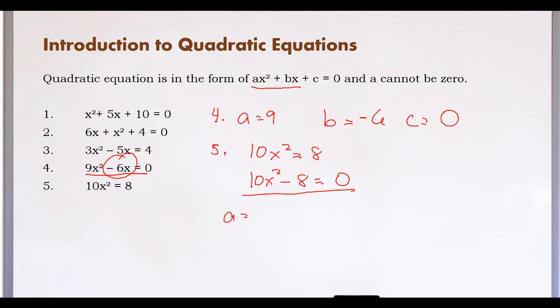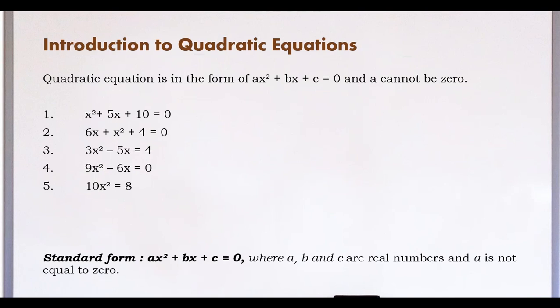A equals 10. B equals, there is no linear term here, so therefore the value of b is 0. And for the constant term, we have negative 8, so c is equal to negative 8. There you go. We have now obtained the values of a, b, and c in each example.